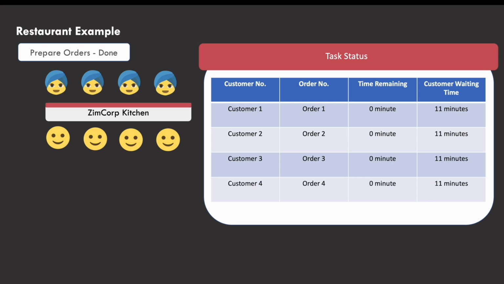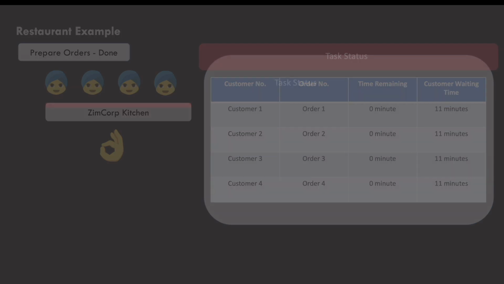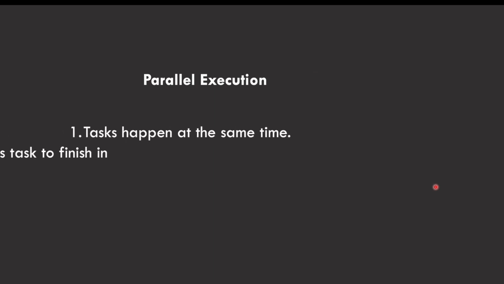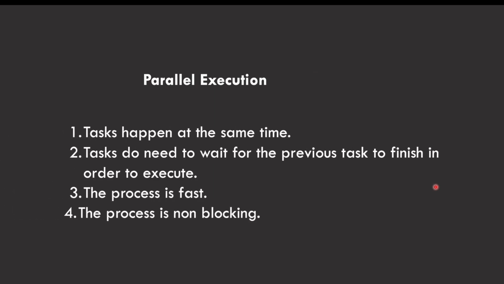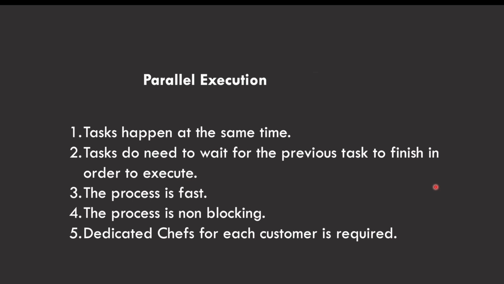So once that's done, the customers are happy, they leave, and this is ideally the best scenario that we have, right? There was 1 chef per customer. So this scenario is known as parallel execution, right? Where there was a dedicated staff for each customer. So tasks happened at the same time, all the orders were prepared at the same time, right?